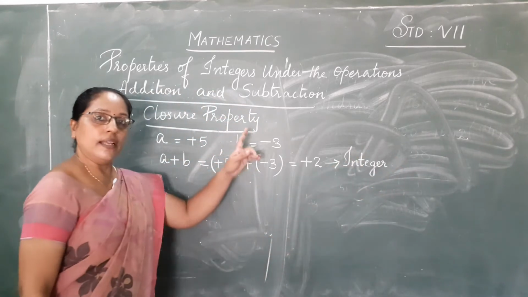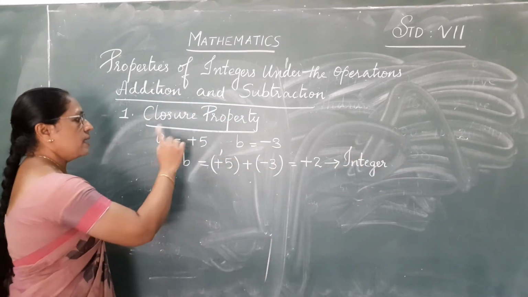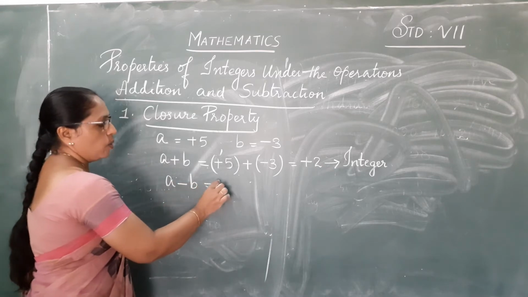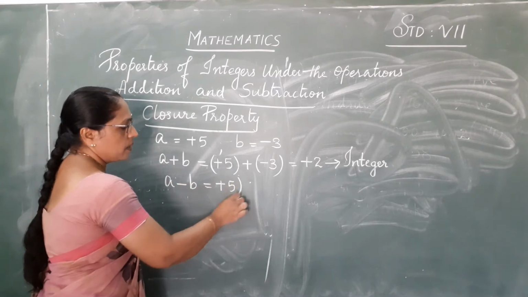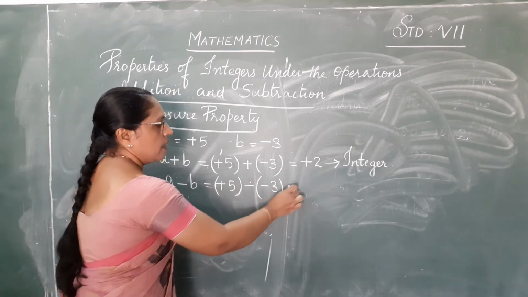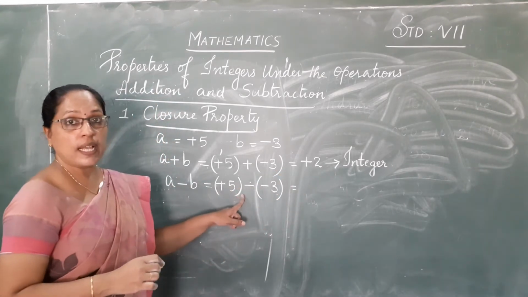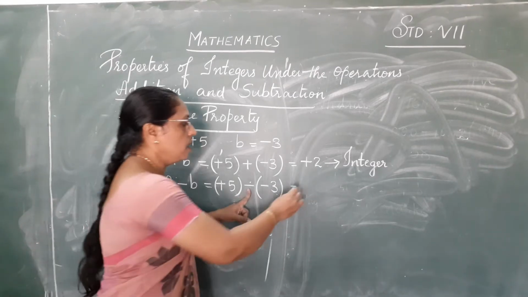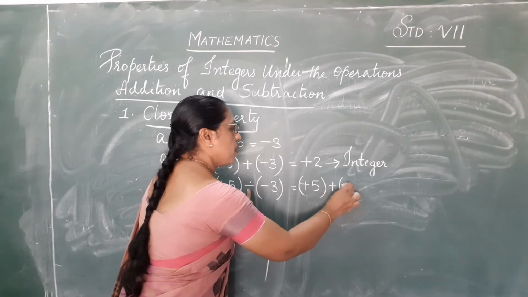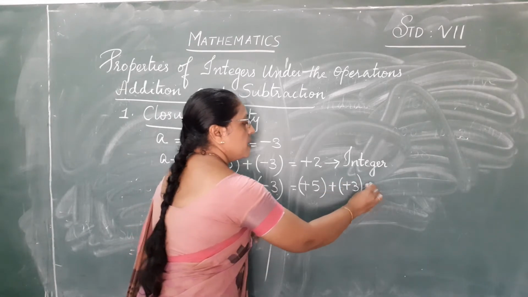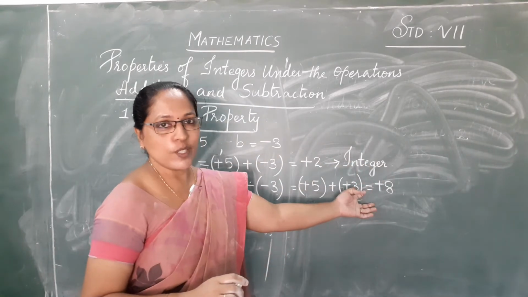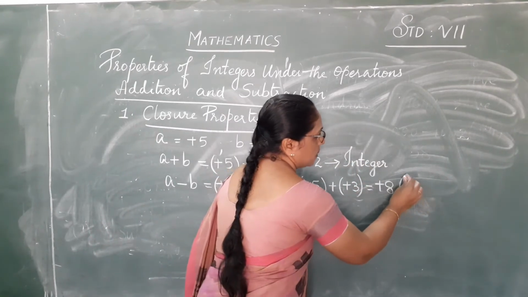Now, let's take subtraction. a minus b, so positive 5 minus negative 3, which is equal to... subtraction has the rule of changing subtraction to addition. So, positive 5 plus positive 3, which is equal to positive 8. Positive 8 is also an integer.